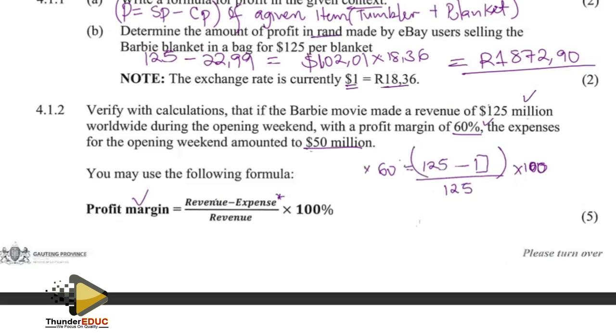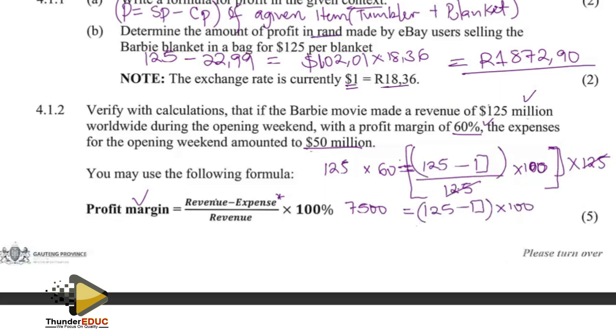But what you do, you multiply with 120, so that this 120 disappears, all right? Because we multiply on both sides. What you do at home, you do at school. So this goes with that. We remain with 125 times 60. On this other side, we remain with 7,500 equals. Now in this big bracket, we are left with this times 100.